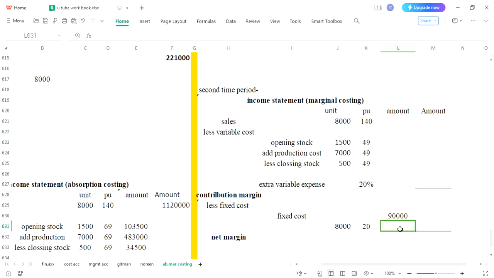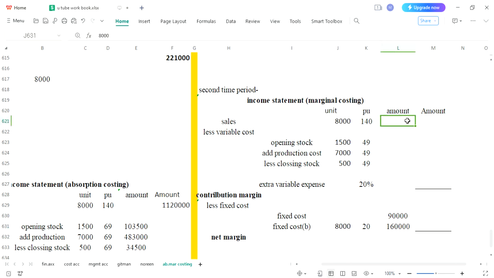We can write second fixed cost, which is how we can calculate units 8,000, and you will be multiplying it with per unit, which is 20. So second fixed cost has also been calculated. This is fixed cost number 2. And how did we calculate it? You have an idea? You can rewind the lecture.